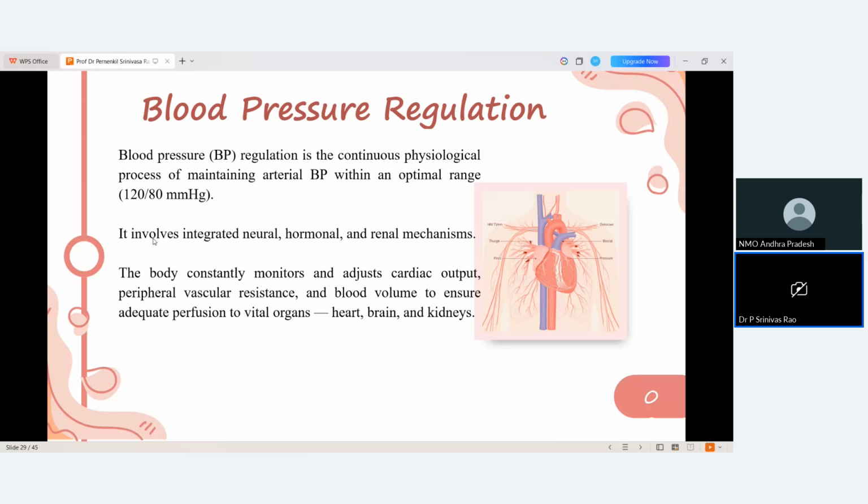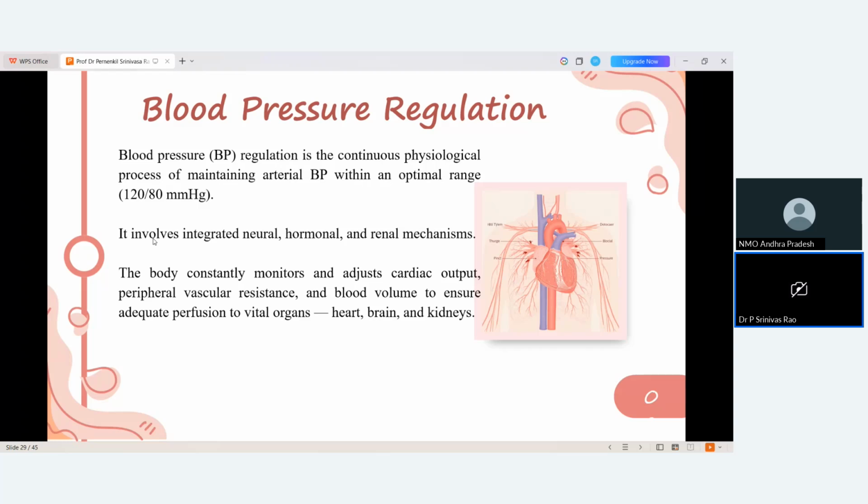blood pressure regulation because of the baroreceptor reflex. So it is called a reflex regulation. Why is it called a reflex regulation? Suppose you are sitting, and suddenly you stand up. What will happen to the blood? The blood will pool in the lower limbs. So if this reflex is not functioning properly, what will happen? The BP will fall.